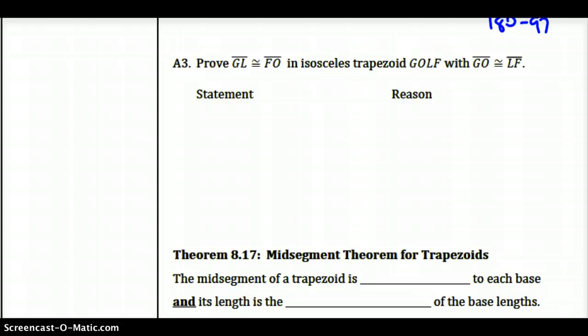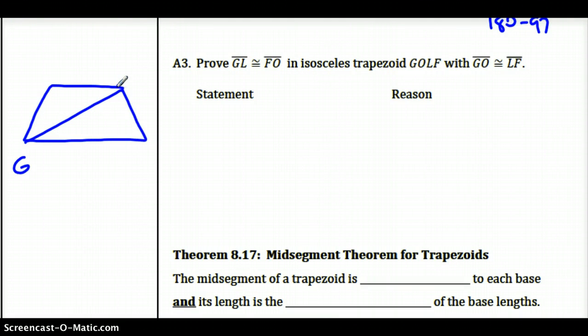Alrighty, let's restart here. I've got trapezoid GOLF. We're supposed to prove that GL is congruent to FO if we have GO and LF congruent. So if I have this congruent to that, then we're trying to get to the diagonals here.